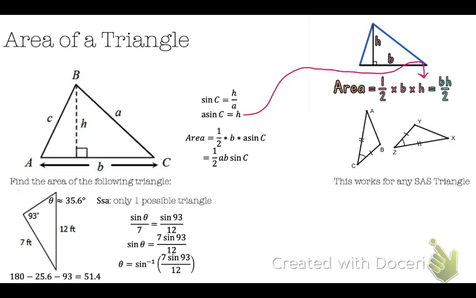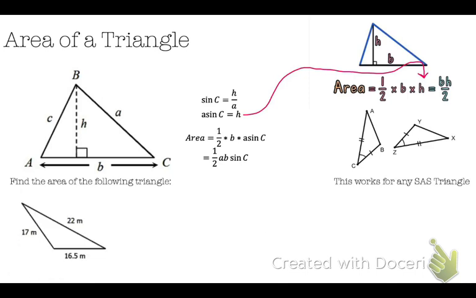Okay, I still don't have a side-angle-side, but I can get it pretty easily from here. I just do 180 minus 25.6. Whoops, is that math right? Let's see, 180 minus 35.6. I put 25, so now I'm wondering if I did this right. 180 minus 35.6 minus 93 is 51.4. Yeah, that's right, I just put 25 instead of 35. So that means that other angle there is 51.4. So then I can do area is 1/2 times 7 times 12 times the sine of 51.4, which is approximately 32.8 feet squared.